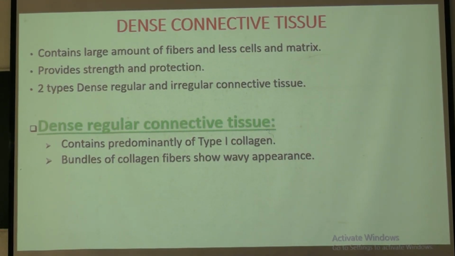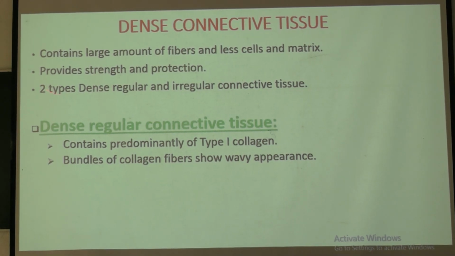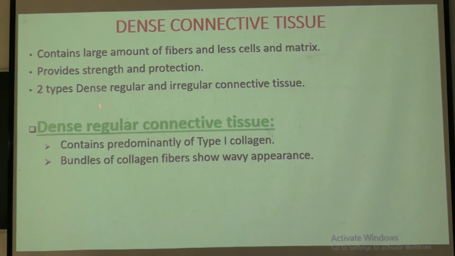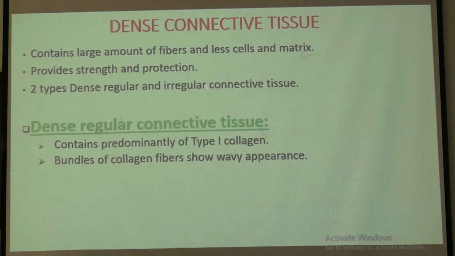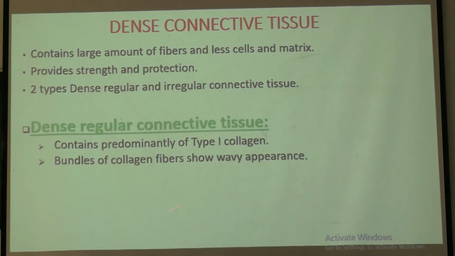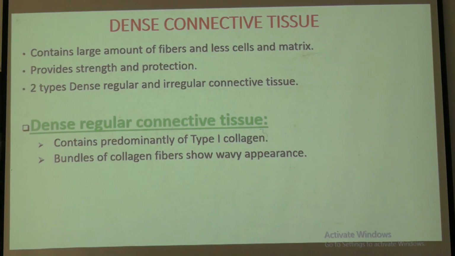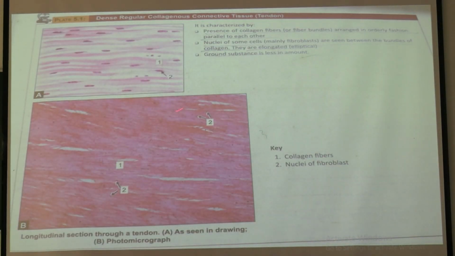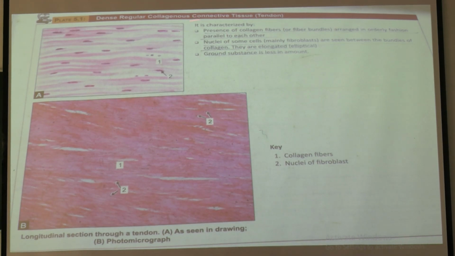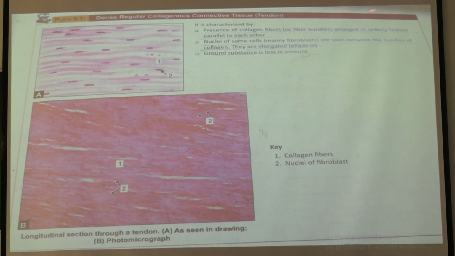Dense connective tissue contains a large amount of fibers and fewer cells and less matrix, and provides strength and protection. Two types of dense connective tissue are there, regular and irregular. First is dense regular connective tissue. It consists predominantly of type 1 collagen fibers, arranged in bundles with a wavy pattern. These are the characteristics of dense regular collagenous connective tissue.